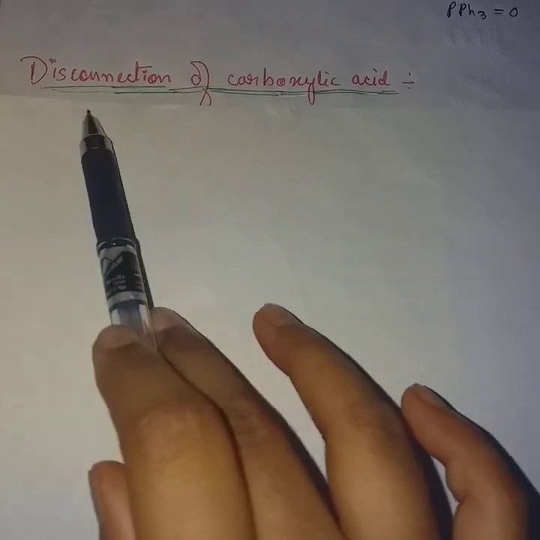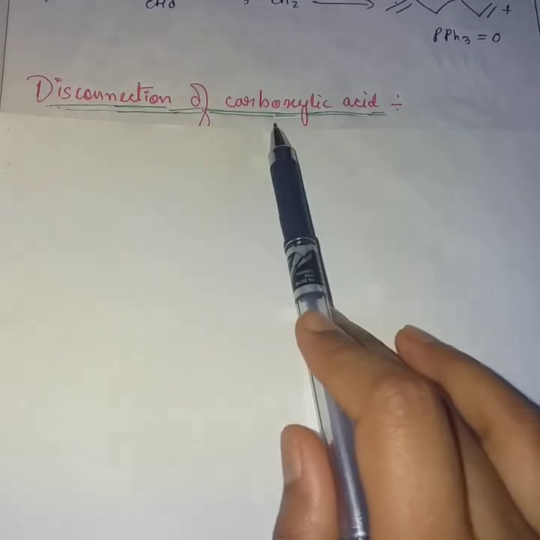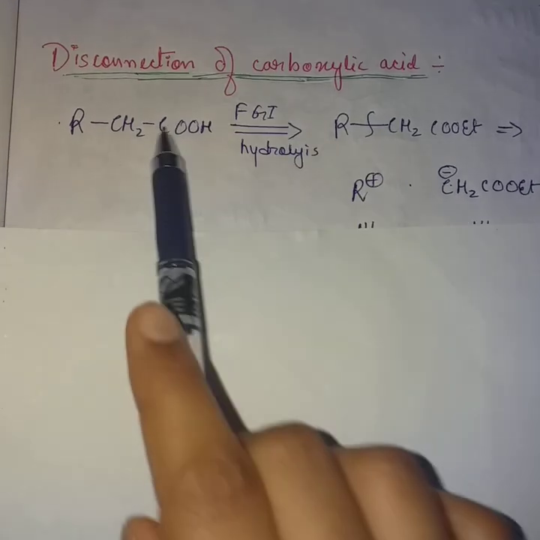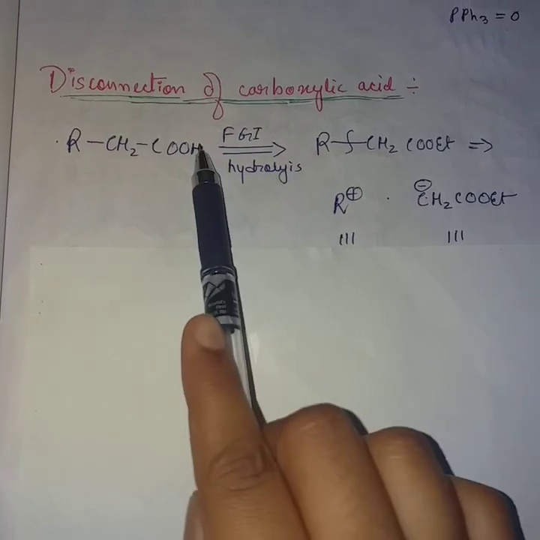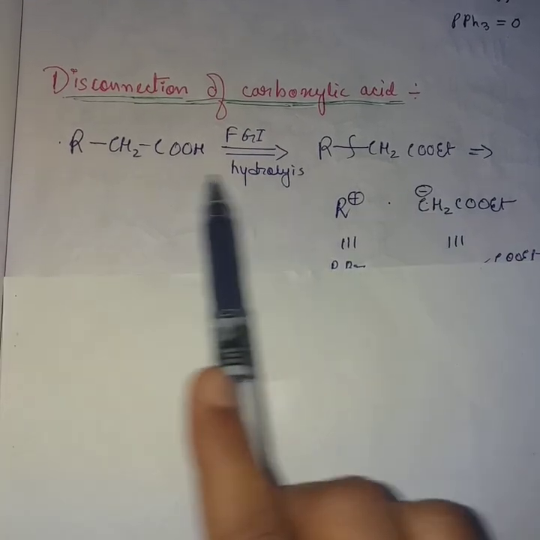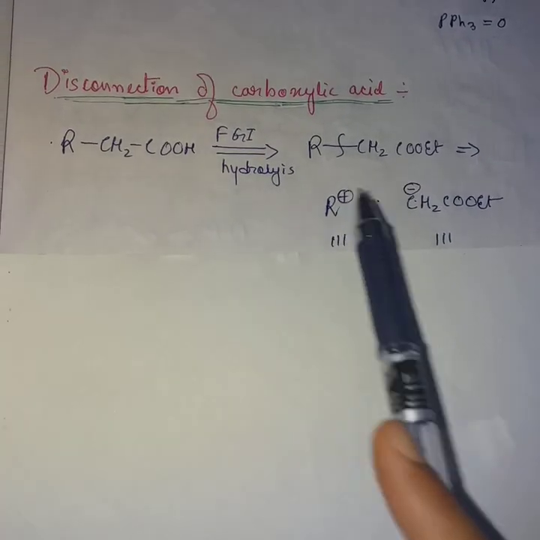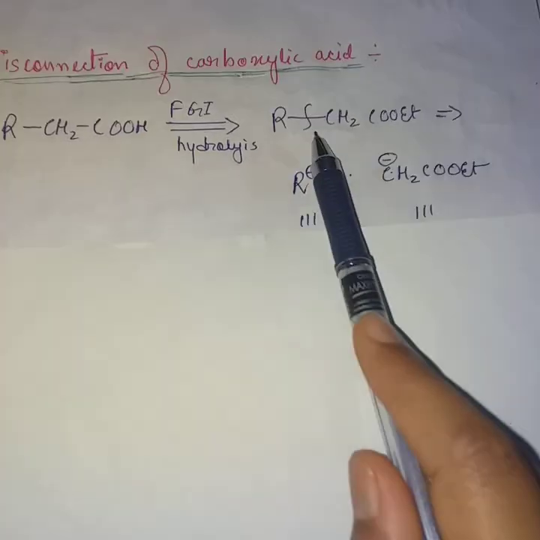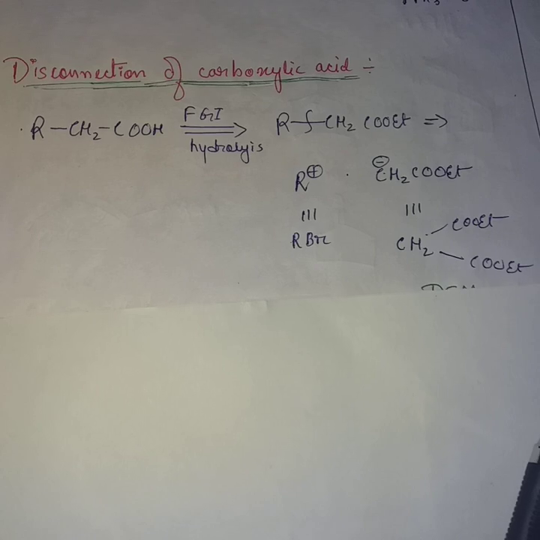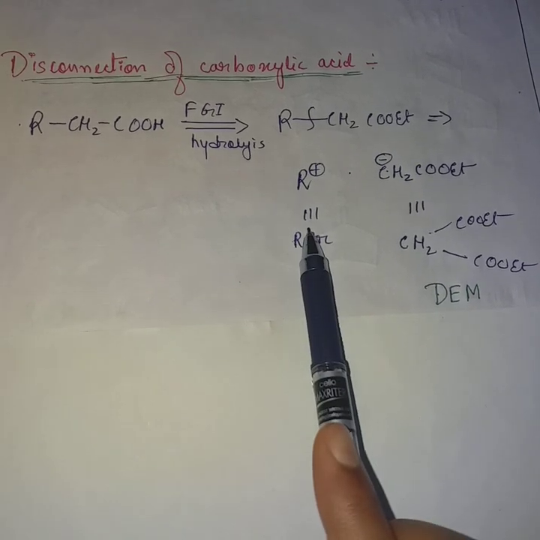Now we will proceed to disconnection where there is a carboxylic acid. See, we have taken this as the example. First we will do FGI here. Hydrolysis we have given here because of the back reaction. You will note it when we do the synthesis of this. See, here we have done disconnection to get these two types of synthons. From here we get two synthetic equivalents.